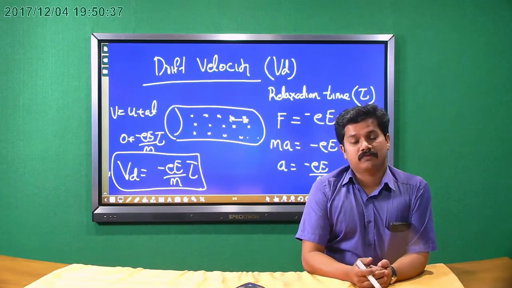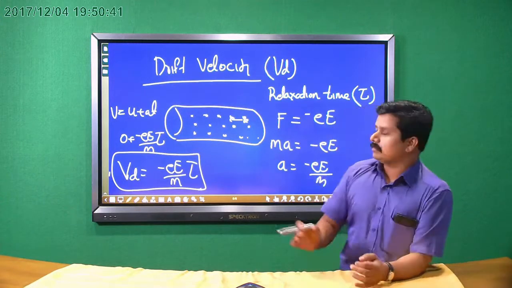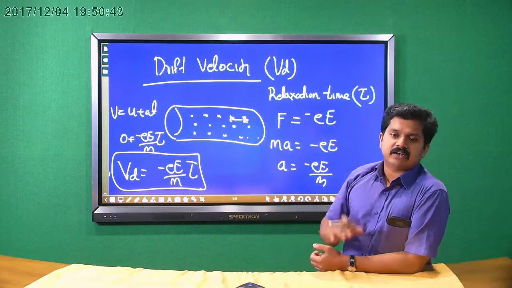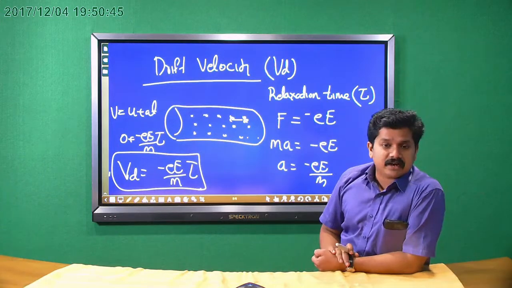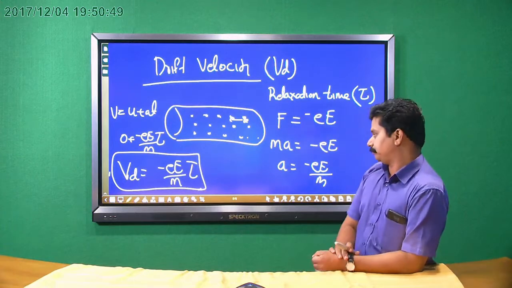So this drift velocity will result in electric current, or due to this drift velocity, there will be a net unidirectional flow, or there will be a net current. So there will be a net current through the conductor only in the presence of an electric field, right?